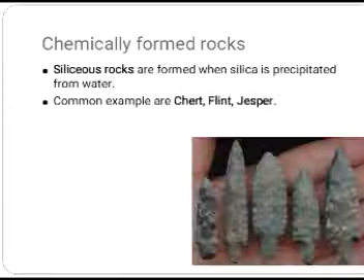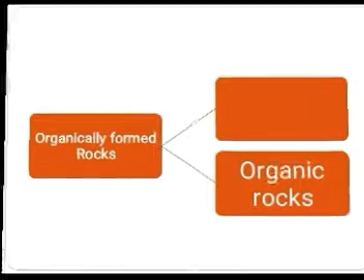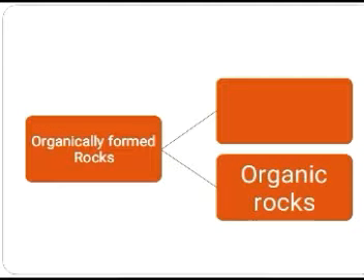Ferruginous rocks are formed by chemical precipitation of iron oxides. The common example is ironstone. The last of the chemically formed rocks is the siliceous rock, which is formed when silica is precipitated from water. The common examples are chert, flint, and jasper.